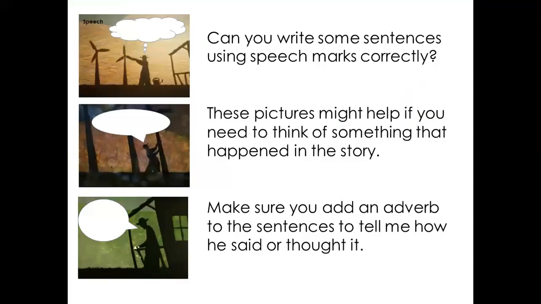What you're going to do today is write some speech using speech marks correctly. You could use the images that I've done. You could do similar speech to me, or you could have some of your own speech from the story that you can think of. The pictures are there to help you think if you want to. Can you make sure you add that adverb and really think carefully about the verbs that you use? When you are saying who said it, or the farmer said it, how he said it is really going to affect the tone. It'll be really good to see you thinking through that again.